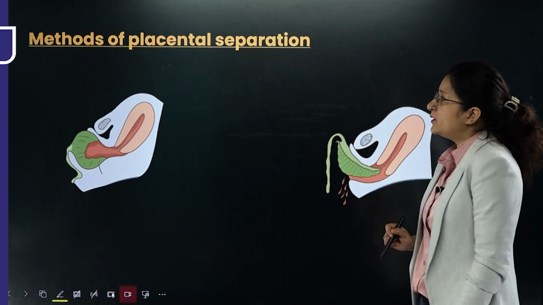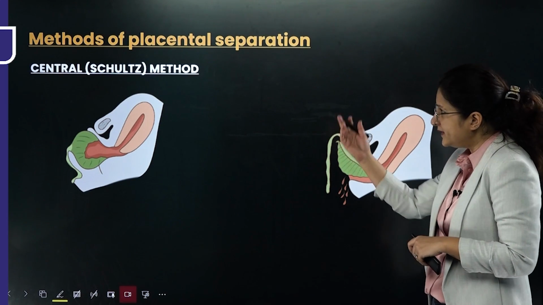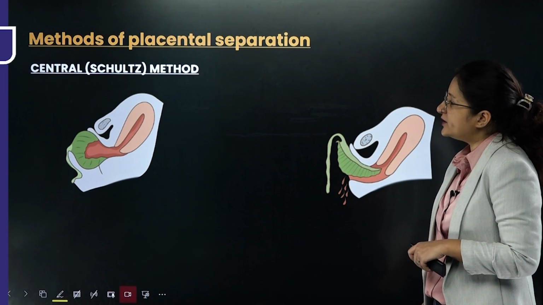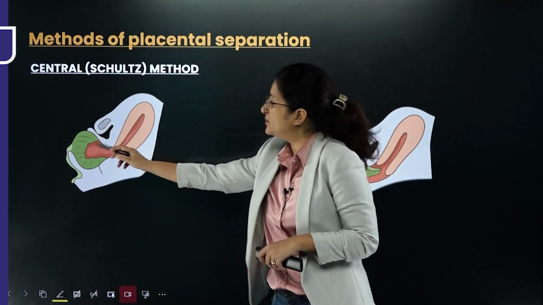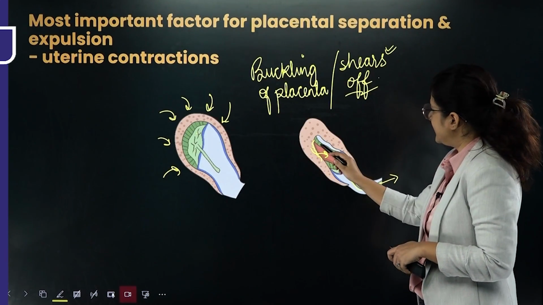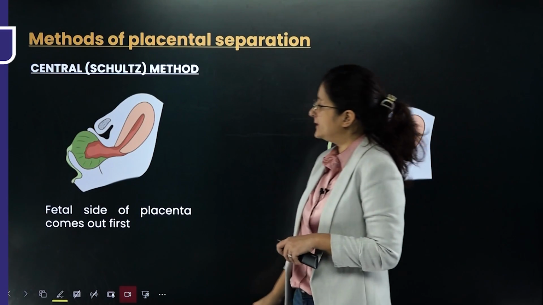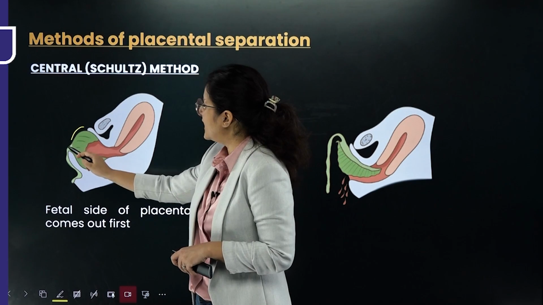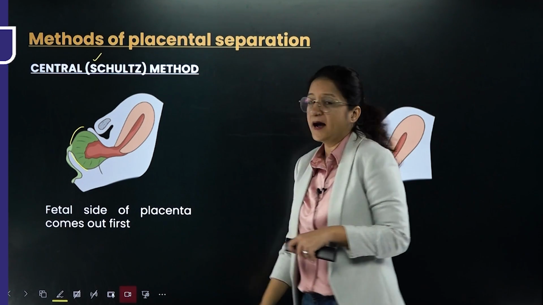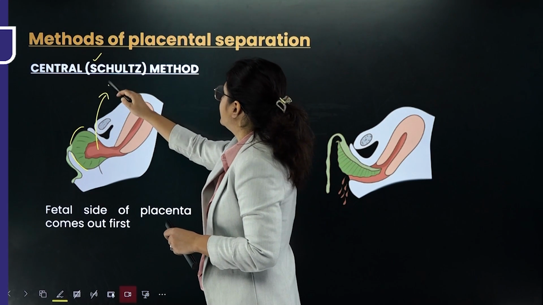Now, next, let's talk about the methods of placental separation. There are two methods you're already aware of. The commoner method is the central method or the Schultze method, right? In which it is the central portion of the placenta that separates first, right? Like we saw in the image previously, the center portion of the placenta separates first. And then when it comes out, you can see here that the fetal side, the shiny side, comes out first or is visible at the introitus first. And behind, yes, there is this retroplacental hematoma.